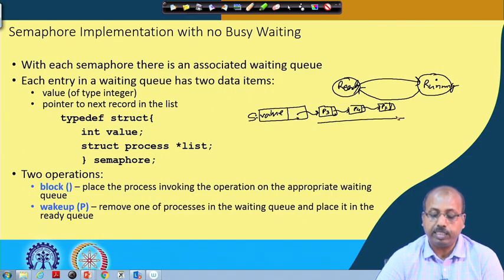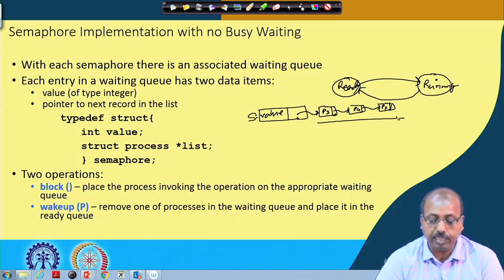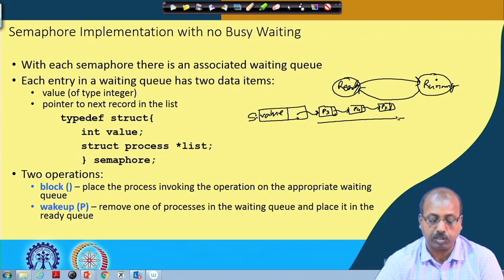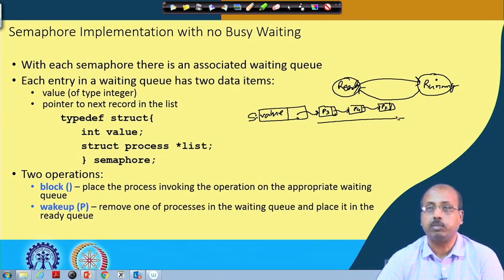Each entry in a waiting queue has 2 data items, the value and the pointer to the next record in the list. This value is of type integer, and this process list is, as we have seen, a list of processes. So, this whole thing defines a semaphore data type. Any semaphore S is defined to be of type semaphore, and it has a structure like this.